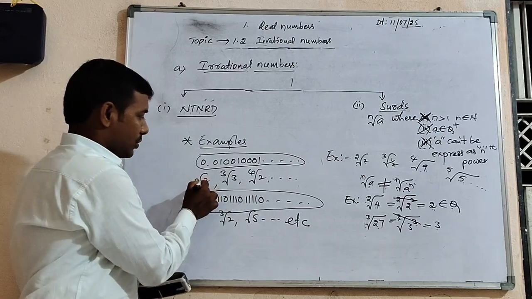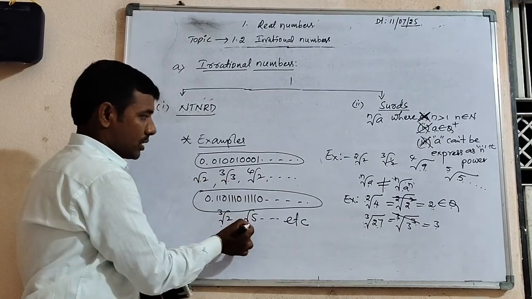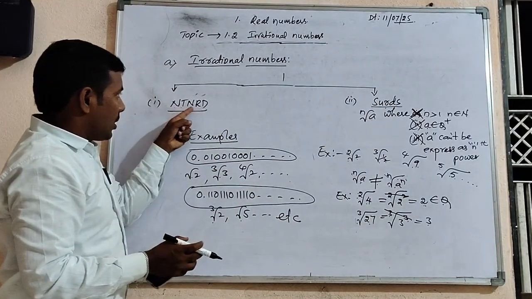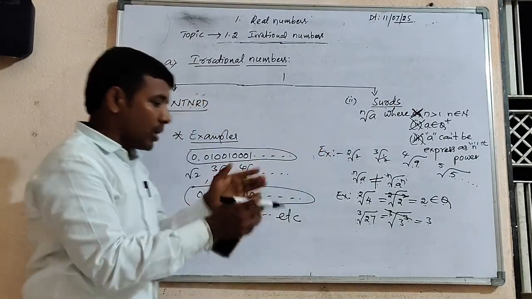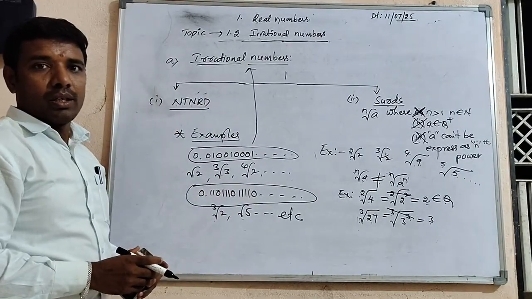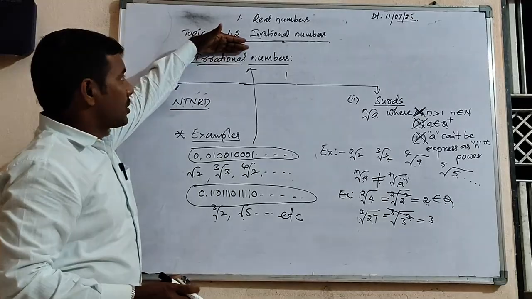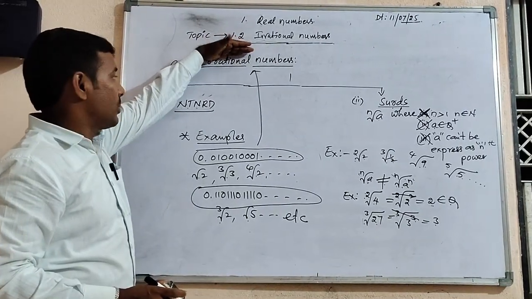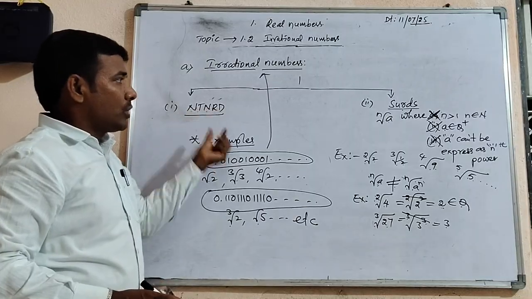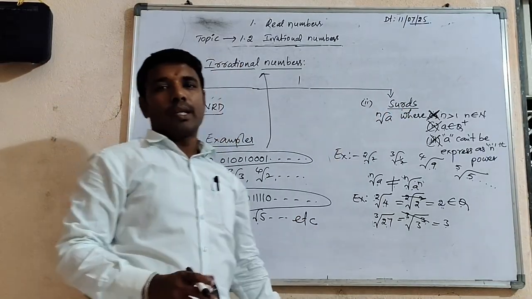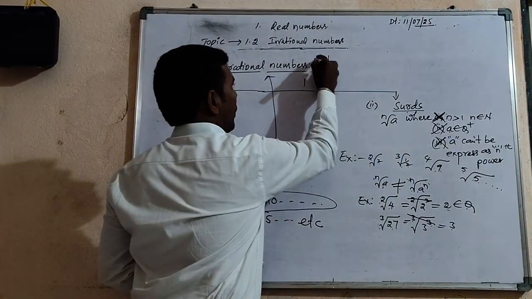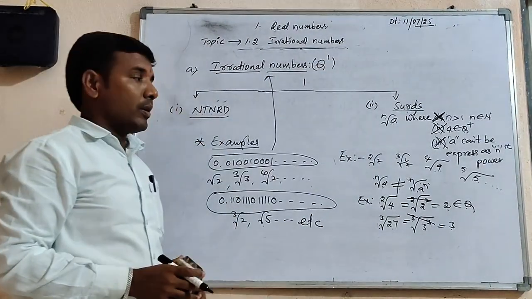Now the remaining ones, this one, this one, this one, this, are called surds. Meaning, when non-terminating, non-repeating decimals and surds are together, they are known as irrationals. I think you got it. Carefully observe. What are the irrational numbers? Irrational numbers are nothing but the combination of non-terminating, non-repeating decimals and surds. Irrational numbers are denoted with Q complement. Remember carefully.